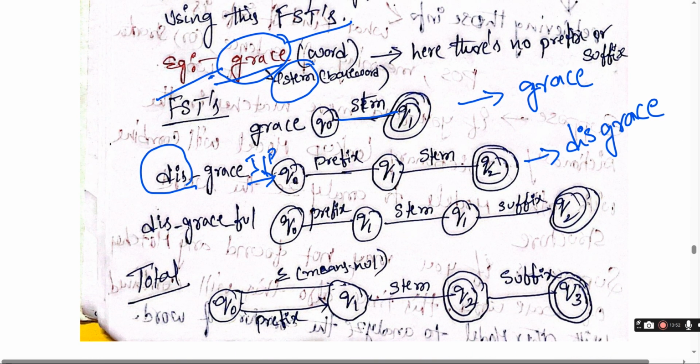After that we add a suffix also. The suffix is ful. So the prefix, stem and suffix. The output for these states, input state, prefix state, stem and suffix is disgraceful. So this is the output of this diagram.